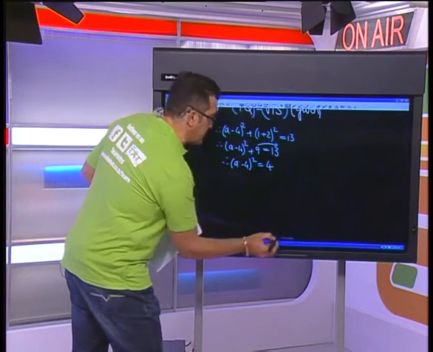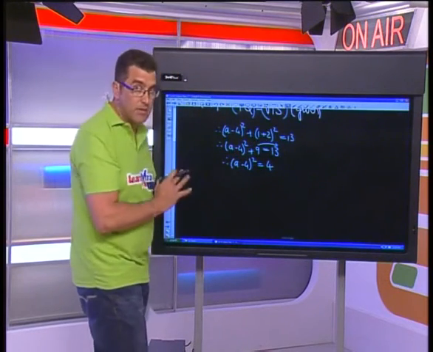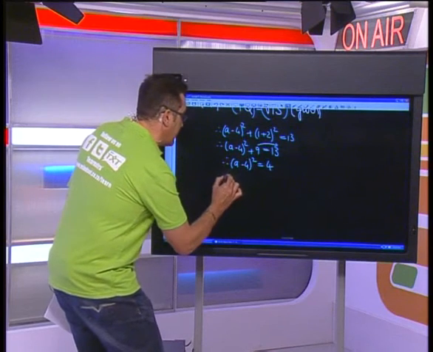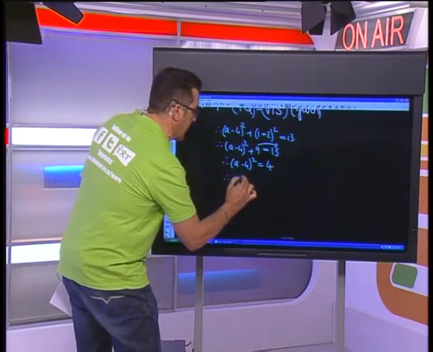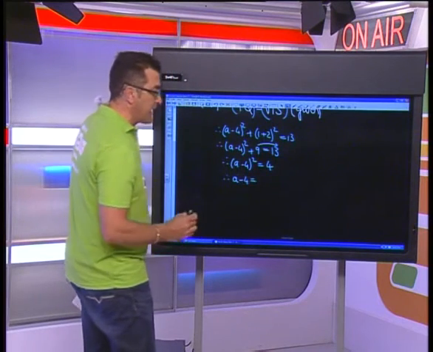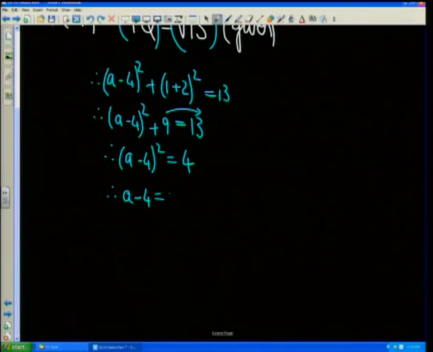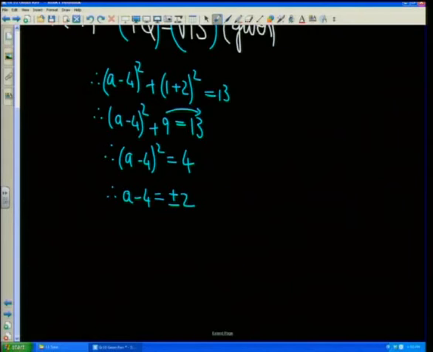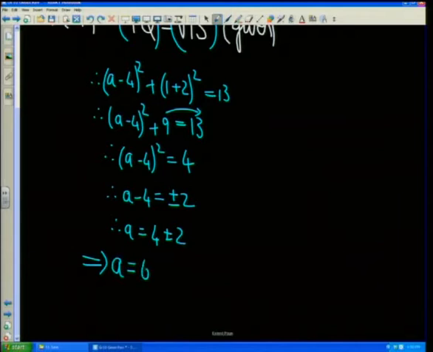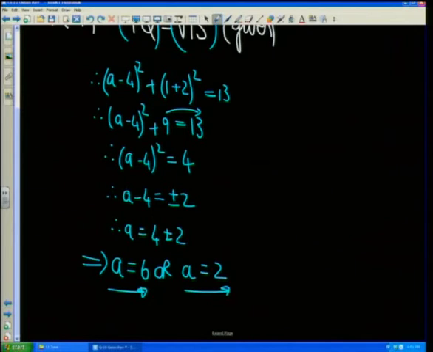Okay, let's clean it up. Let's find the value of A. So what was an analytical problem turned into an algebra one. If I take the square root of both sides, I get A minus 4. Now be careful. If I take the square root of 4, it can be plus or minus 2. Why? Because negative 2 squared gives me 4, and so does positive 2. And it's one step from the answer. A is equal to 4 plus or minus 2. Finally that gives me A is 6, or the value of A is indeed 2.